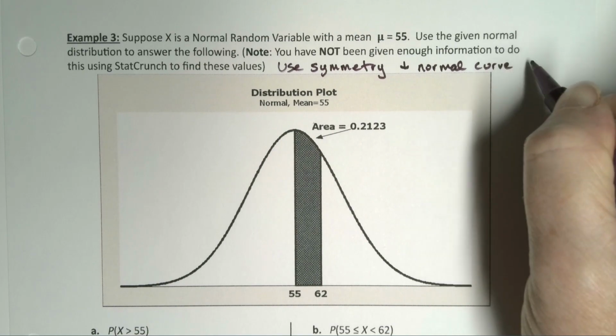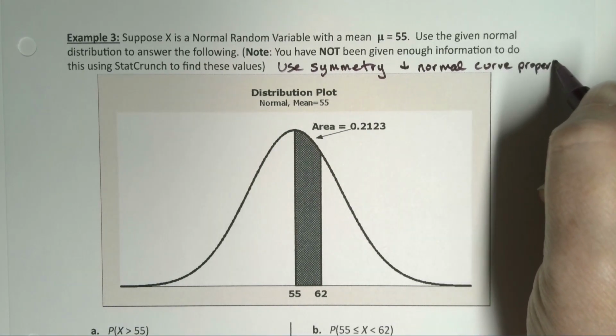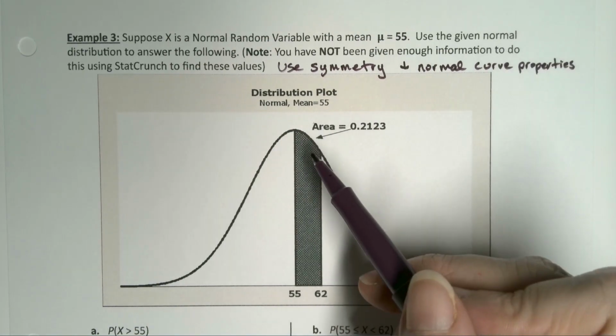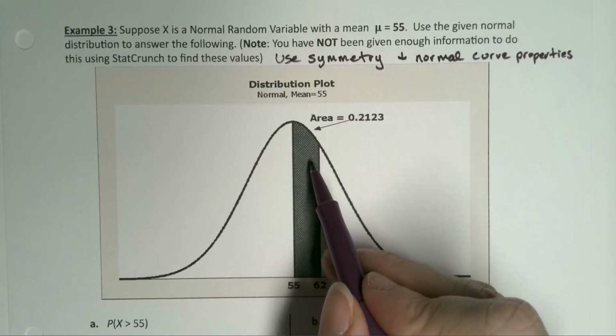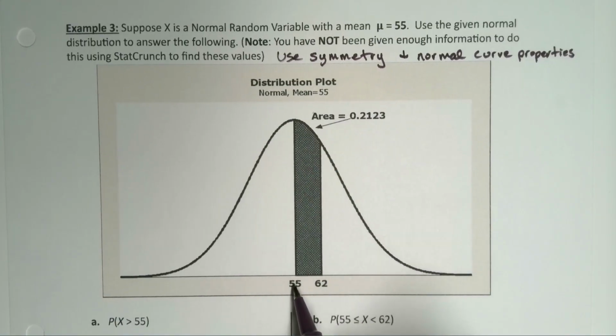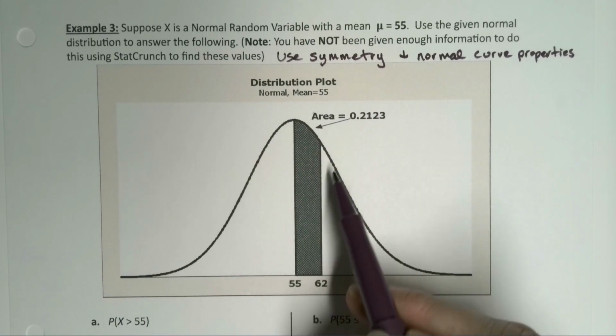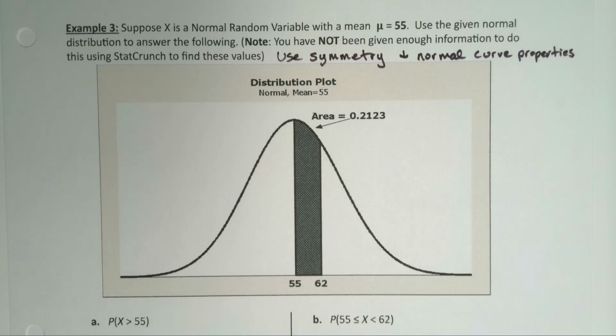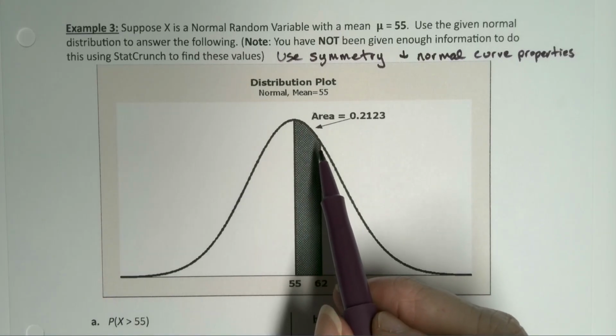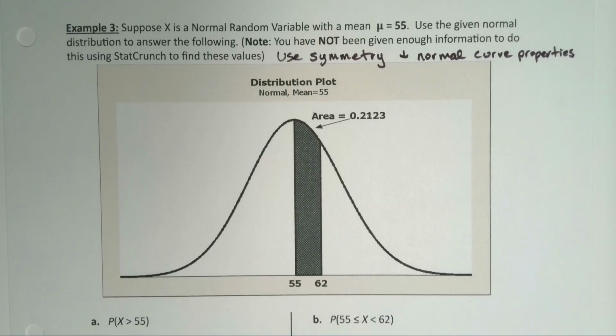Okay, so let's see here. We were given a particular section. We know that this little skinny section right here, from 55 to 62, has an area that is 0.2123. Now, this is not a standard deviation. That's not how this is working. It's more just we know what this value is and it was given to us. Okay, so we're going to use that value to find everything else.